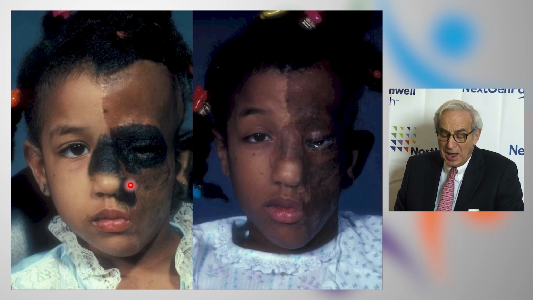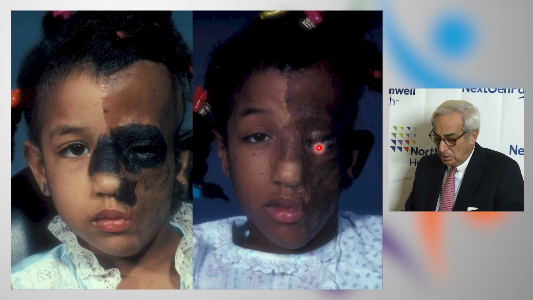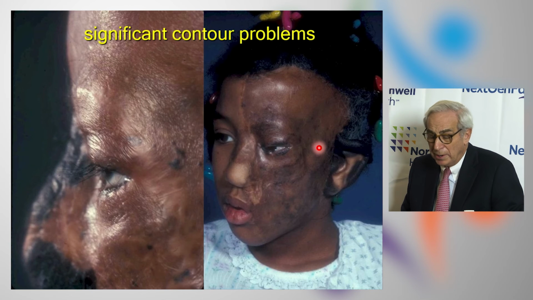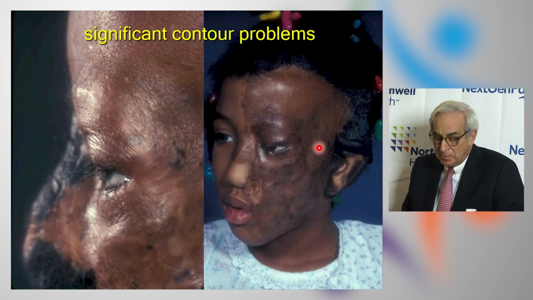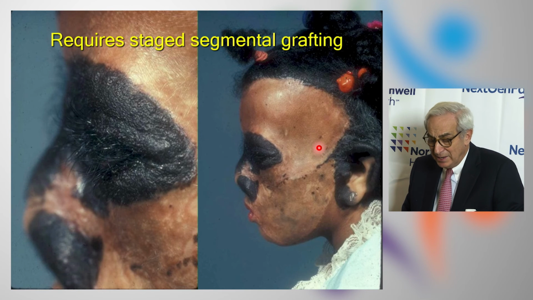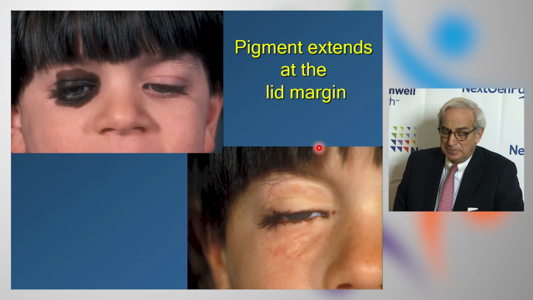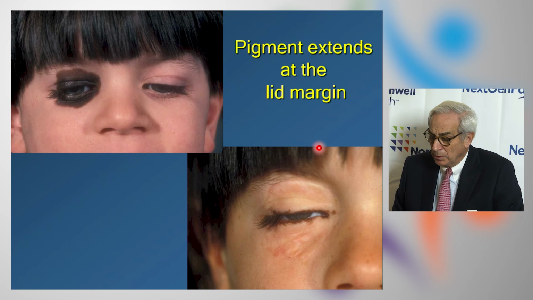So as each stage is done, the last one is the eyelids. And this was a seeing eye with good vision, but no ability to blink, close, and wet the cornea. So there are significant contour problems, but compared to the significant abnormality initially, it is clearly an improvement, but far, far, far from an eradication of what we started with.